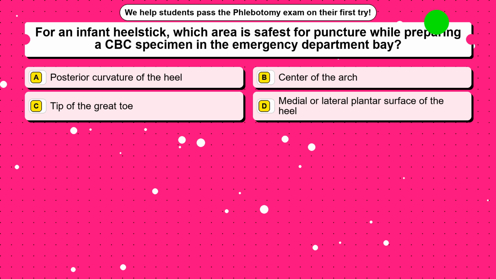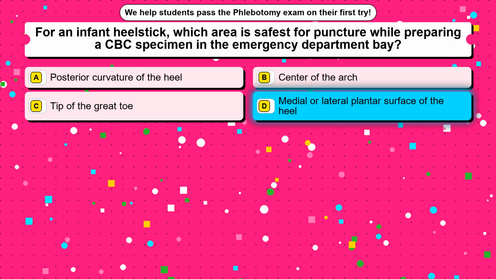Question 46. For an infant heel stick, which area is safest for puncture while preparing a CBC specimen in the emergency department bay? Option A. Posterior curvature of the heel. Option B. Center of the arch. Option C. Tip of the great toe. Option D. Medial or lateral plantar surface of the heel.